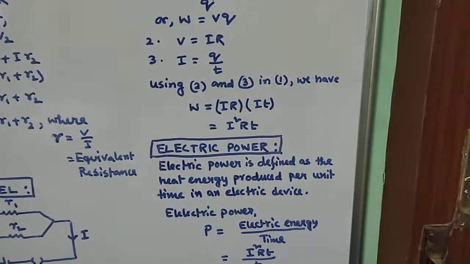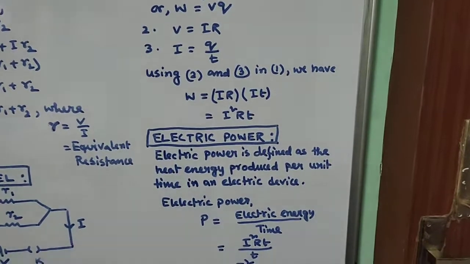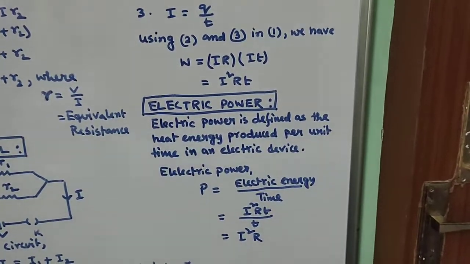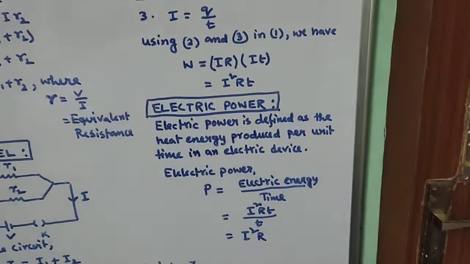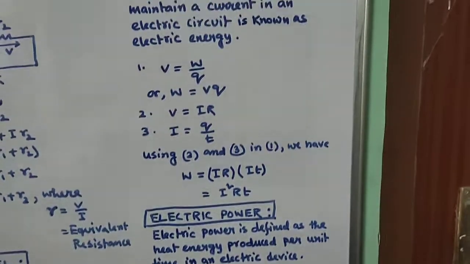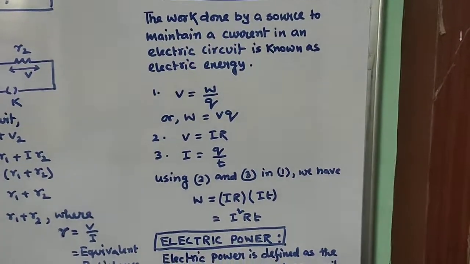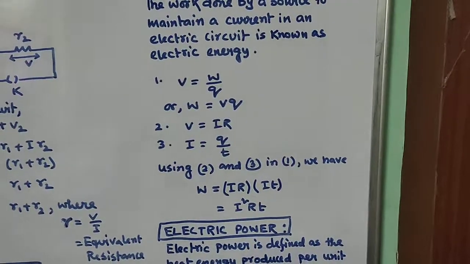So electric energy, already we have defined in terms of work done, that is I square RT. So I square RT divided by T. So T and T go off, you will get power equal to I square R. So these expressions are very important for the numericals. I think most of you know some expressions because we have covered some in lower classes.